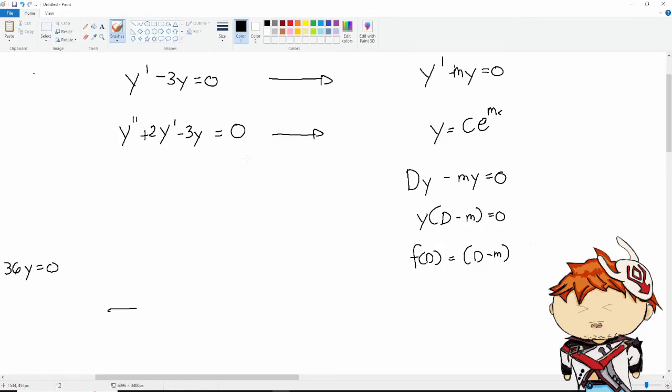Okay, I'm going to go back to the second order. So, our second order example. Let's turn that into differential operator form. D squared y plus 2Dy minus 3y is equal to 0. Separate y: D squared plus 2D minus 3 is equal to 0.